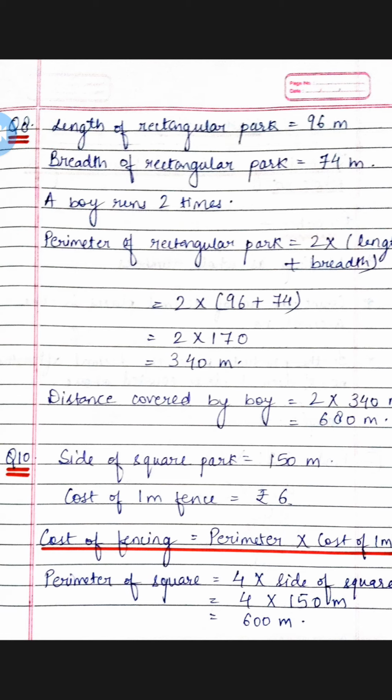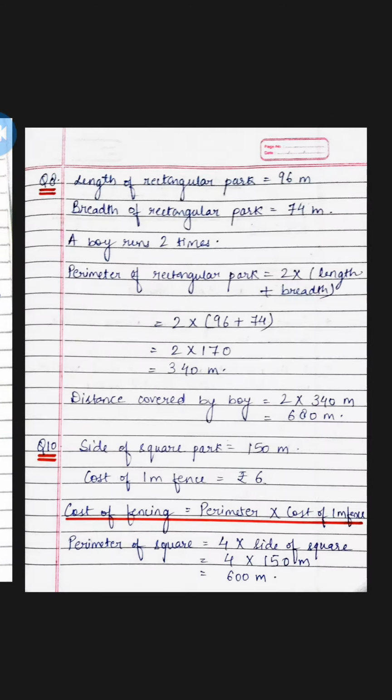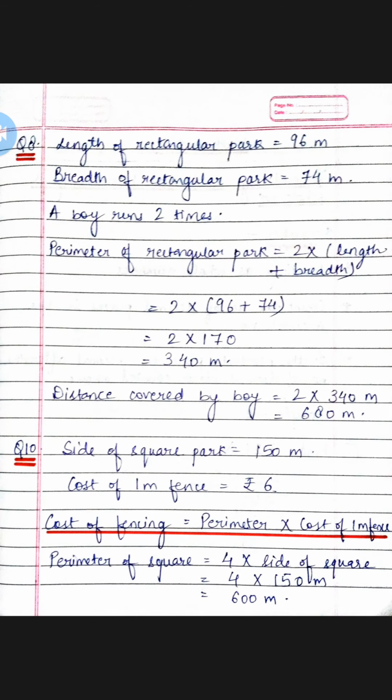In the same way you have to do question number 9. So question number 9 you have to do on your own, that is your homework. Clear? Next we have question number 10. Find the cost of fencing a square park of side 150 meter at the rate of rupees 6 per meter. This question is given at page number 230. You can open your books and see the question.